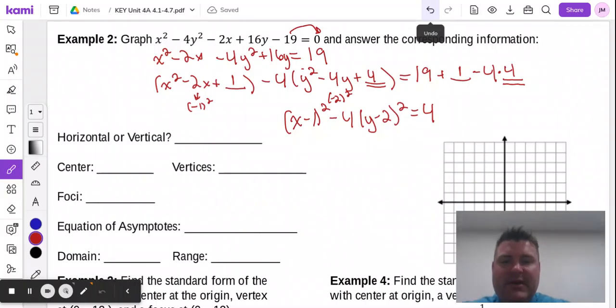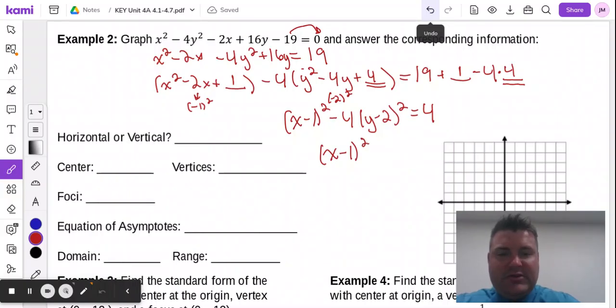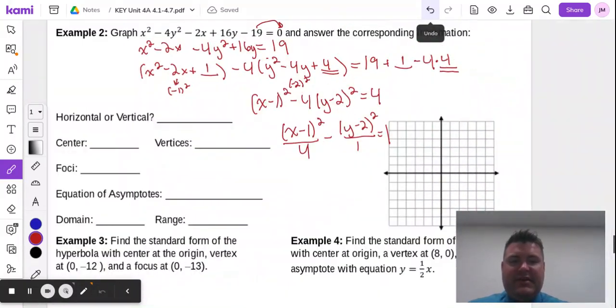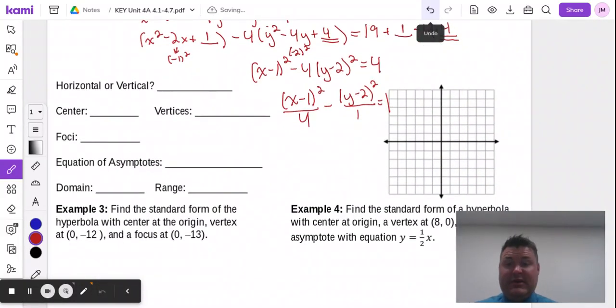Divide everything by 4, and I'm going to end up with an equation of x minus 1 squared over 4 minus y minus 2 squared over 1 equals 1. And then here we go. We can hit up everything just from this. So this is going to be horizontal now because the x is in front. My center is at 1, 2.